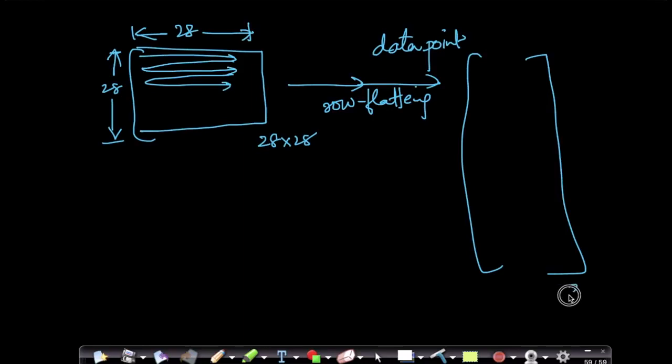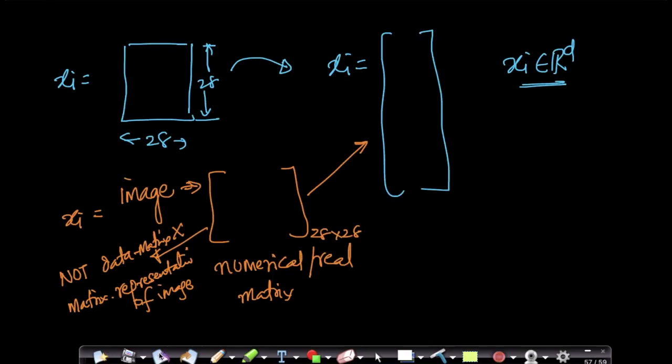This vector will be, what is 28 into 28? I think 28 into 28 is 784, right? So this vector will have 784 rows and 1 column. By just using row flattening, let's go back here. This is what my actual image is. My image had 28 horizontal pixels and 28 vertical pixels.